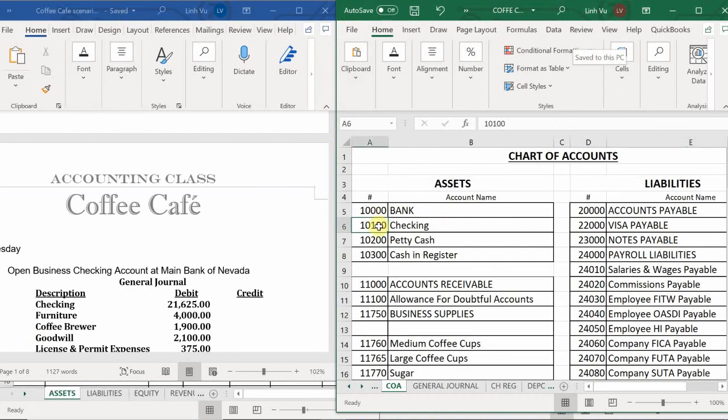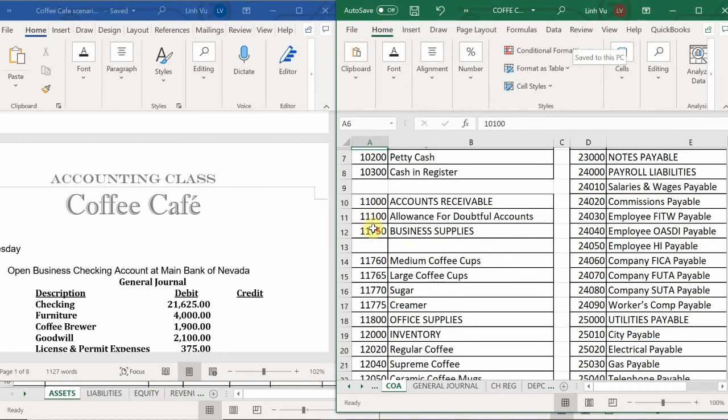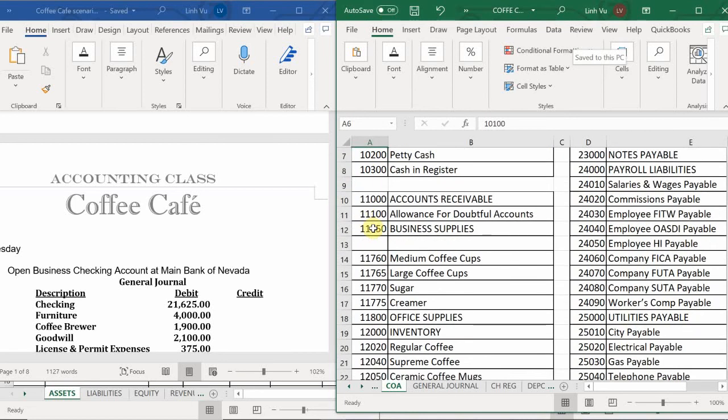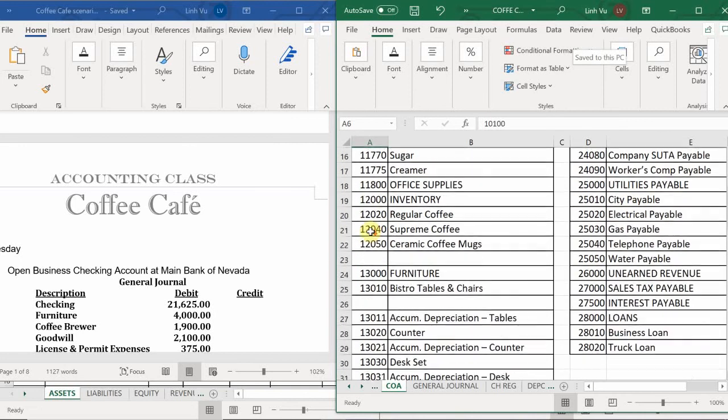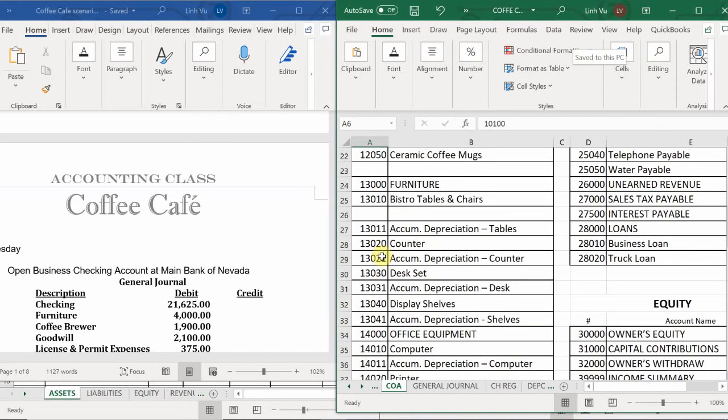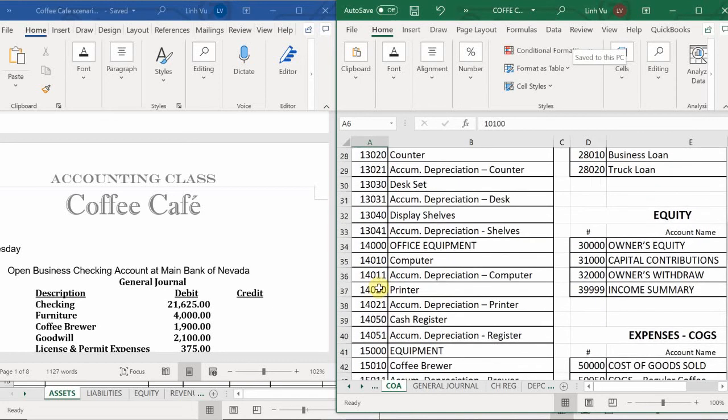That's considered an asset because it's money that we have. This is our money, so that should definitely be debited because we're increasing my bank account with the remaining money that I have. Second thing is, do I have an account for furniture? Yes, 1,300. Good. Do I have an account for a coffee brewer?